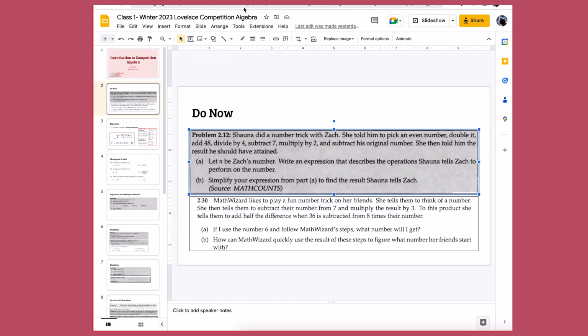Okay, so let's look at 2.12 first. It says Shauna did a number trick with Zach. She told him to pick an even number. So an even number means that it has to be divisible by 2, so it has to be a multiple of 2. Let's say that the number is 2a, Zach's number.